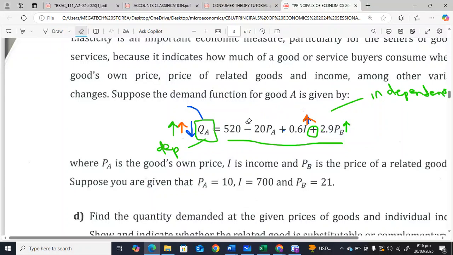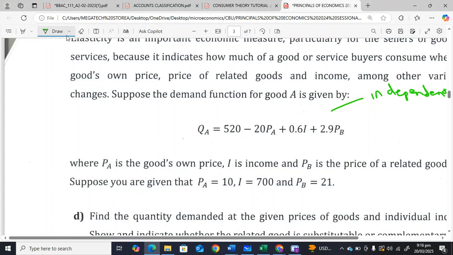Okay. So as I said, the sign is going to show you the relationship between the independent variables, which are here, and the dependent variable. Quantity demanded for good A is dependent on three variables here. It's dependent on the price of good A, it's dependent on income, and it's dependent on the price of good B, okay. So for these independent variables, PA, I, and PB, the signs which come before them will show you the relationship the independent variable has with the dependent variable.